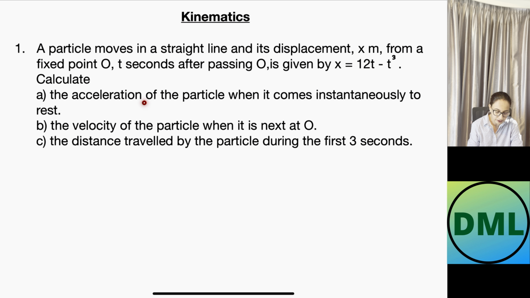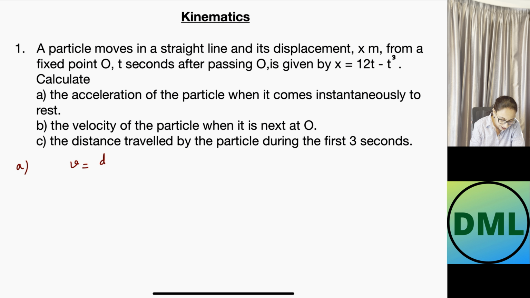I need to find out the acceleration of the particle. Acceleration is given as the double differentiation of the distance, because in this question you have been given the distance x. First we will calculate the velocity and then we will move to the acceleration. We are solving part A first.